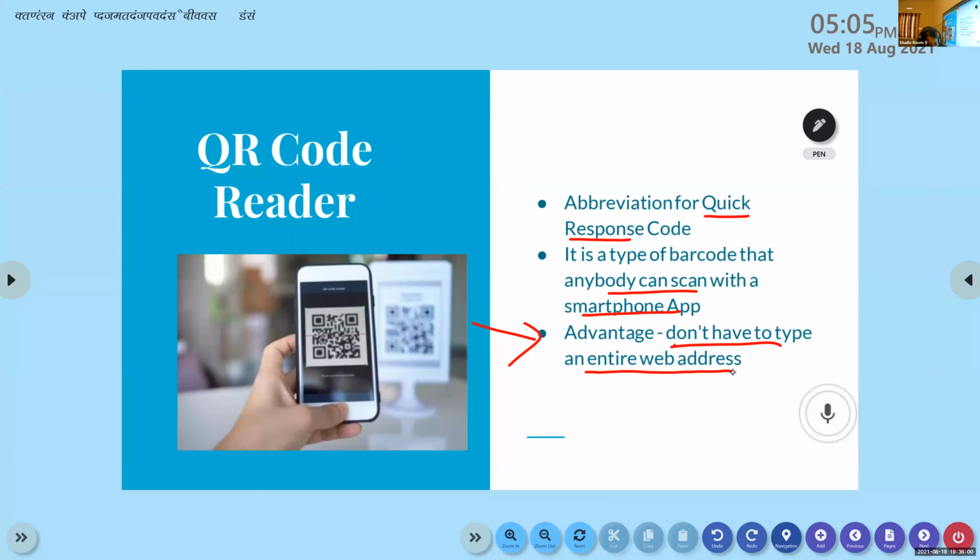Why has it been popular in commercial marketing? Because it is easy to use, right? Anyone can use it. We don't have to learn anything about this. Take your phone, then scan it, right? Is that clear? Yes, ma'am.